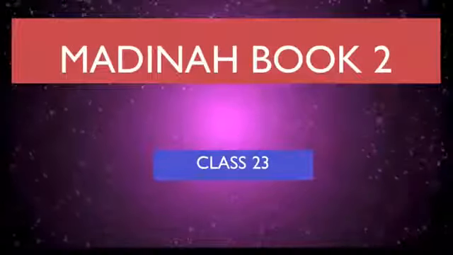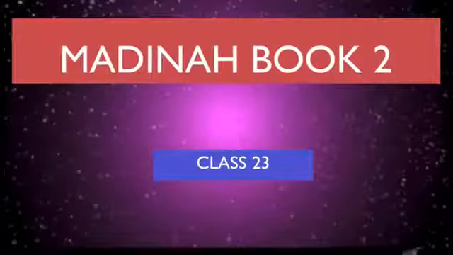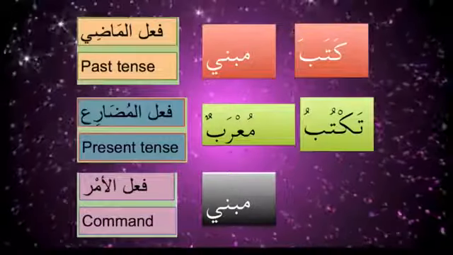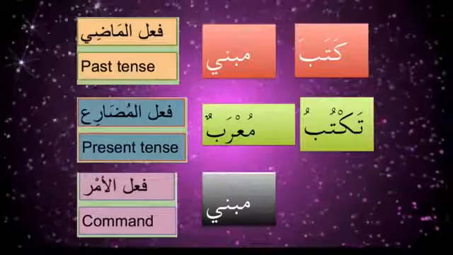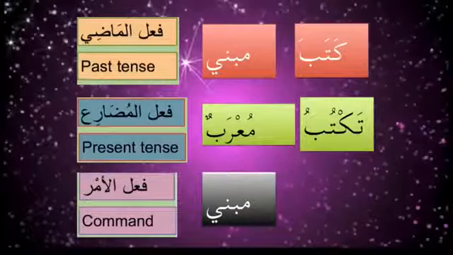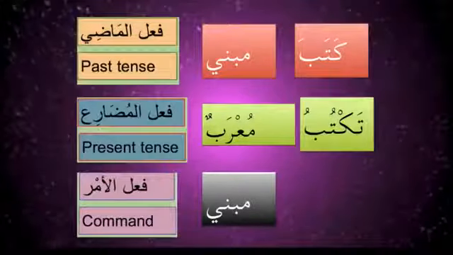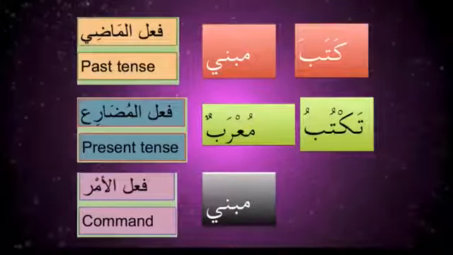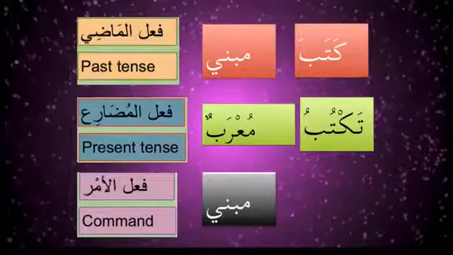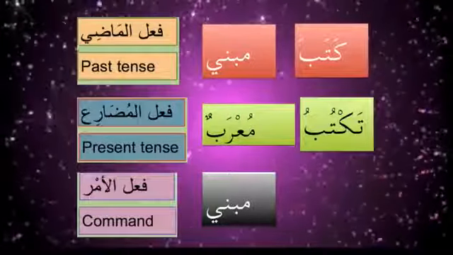What we're going to do today is go forward and learn about different types of fi'ls. Just a quick reminder: we are learning types of fi'ls. We know it's fi'l madi, fi'l mudari' and fi'l amr. The fi'l madi is mabni, for example, kataba, katabu. Anything that comes in front of it, the sign doesn't change on any of the letters.